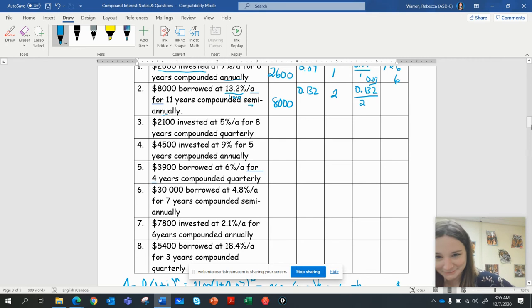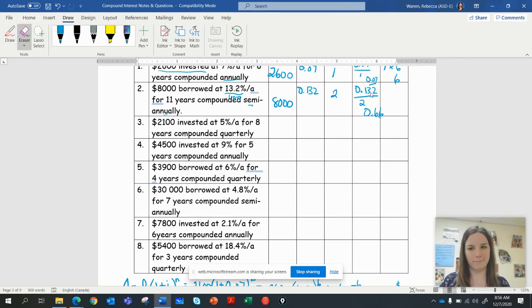Close. Really? Wait, say it again. 0.132 divided by 2. You're probably right. I'm bad at mental math. Damn. 0.066? Okay. Oh, right. No, I knew that actually. That's my bad. Oh, yeah, it is that.